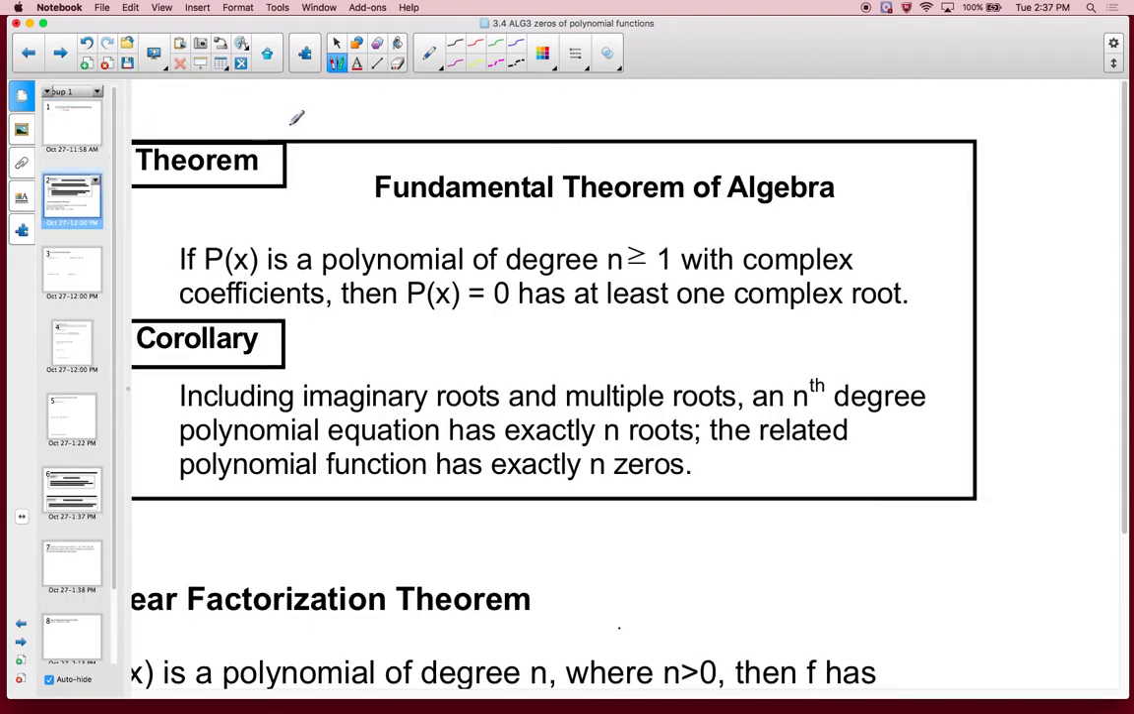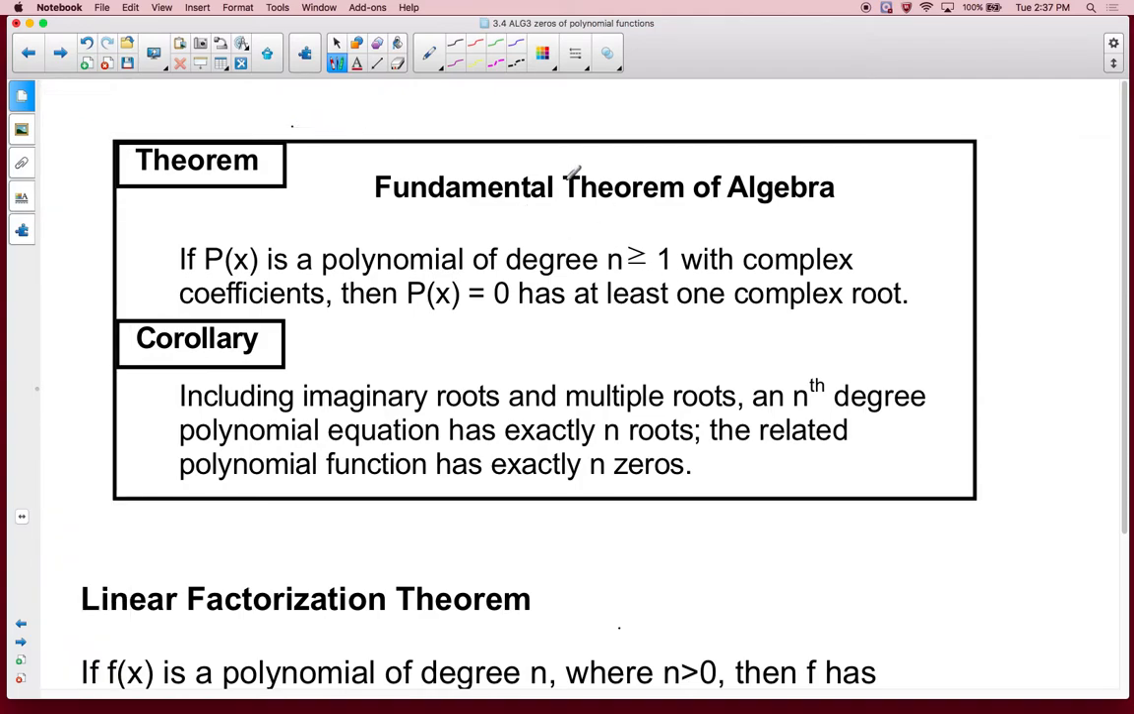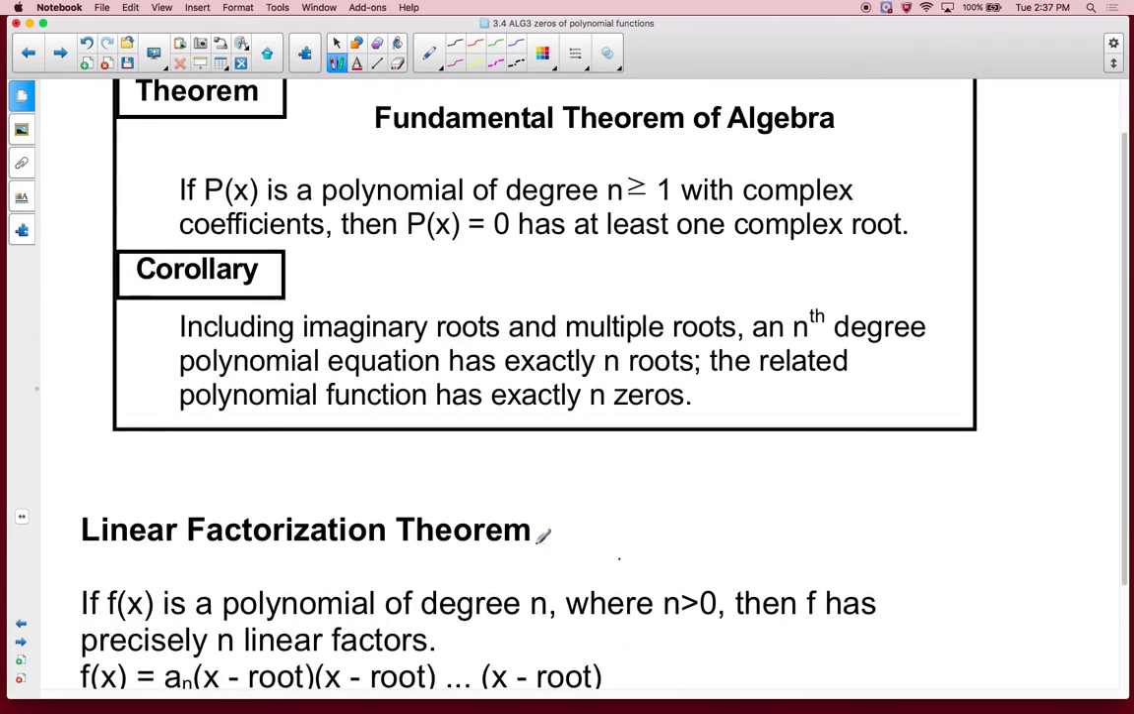So let's take a look at some theorems. The fundamental theorem of algebra states that if p of x is a polynomial of degree n greater than or equal to 1 with complex coefficients, then when you set the polynomial equal to 0, it has at least one complex root. And it's going to have exactly n roots when it has an nth degree.